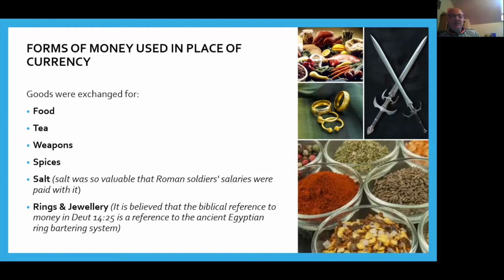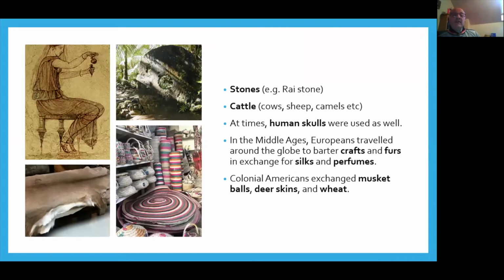These are things that goods were exchanged for. Food, tea, weapons, spices, salt, rings and jewelry, stones, cattle, crafts, silks, perfumes, muskets, balls. They even say human skulls. Now, I don't particularly like that one, but apparently it was at one point.